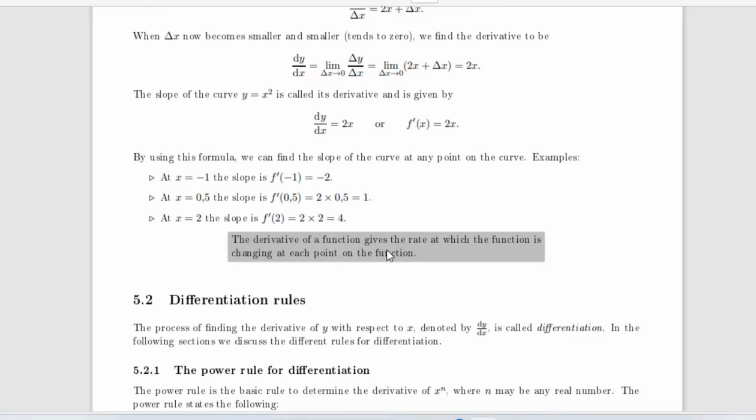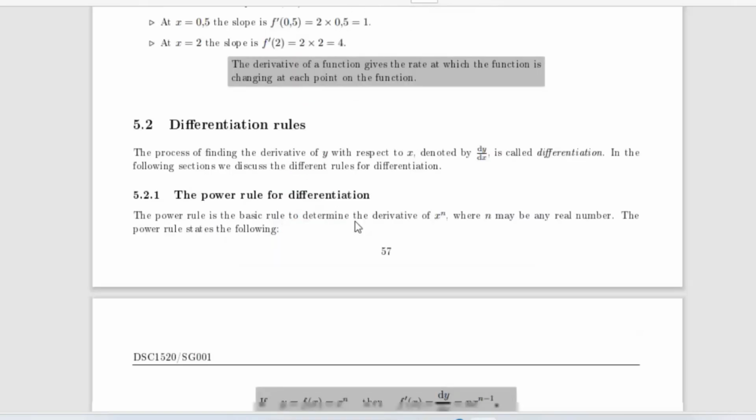Here they are saying the derivative of a function gives the rate at which the function is changing at each point on the function. It tells us at x equals minus 1, the derivative is minus 2. Where x is half, the derivative is 1. Where x is 2, the derivative is 4.